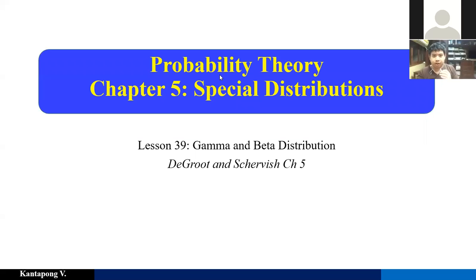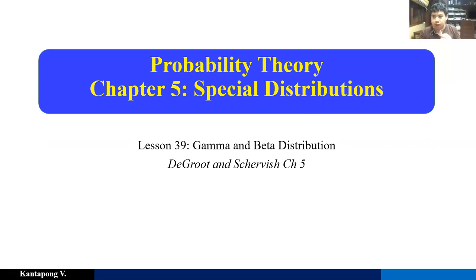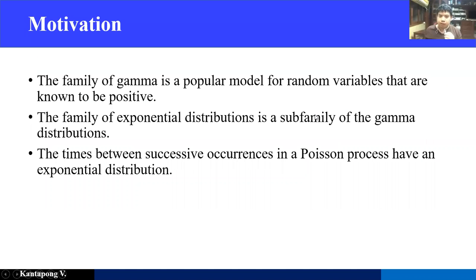Okay, hello everyone. Today we're going to talk about the gamma and the beta distribution. So let's get started. The motivation: the family of the gamma is a popular model for random variables that are known to be positive. And what is exceptional about that? The family of the exponential distribution is a subfamily of the gamma distribution.